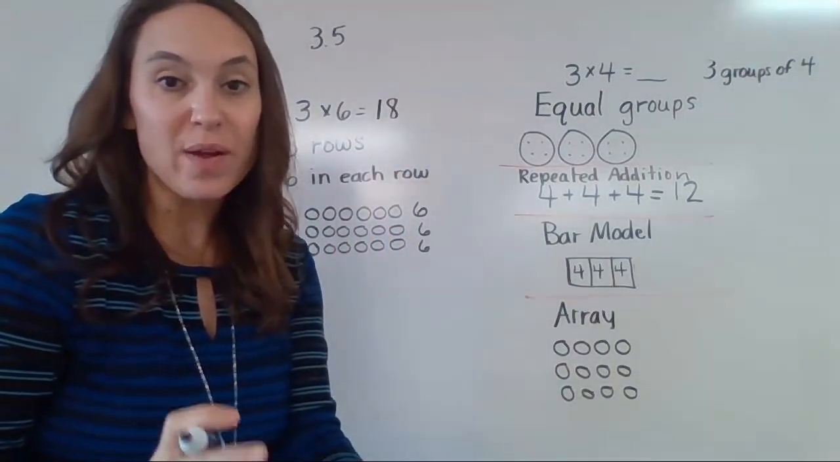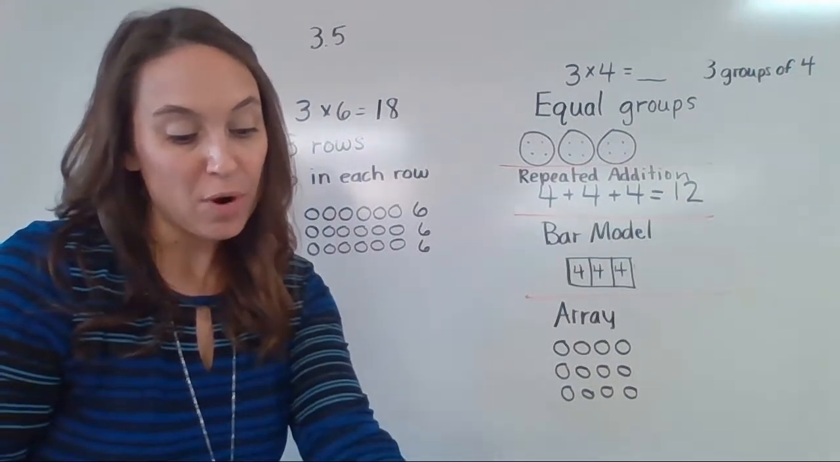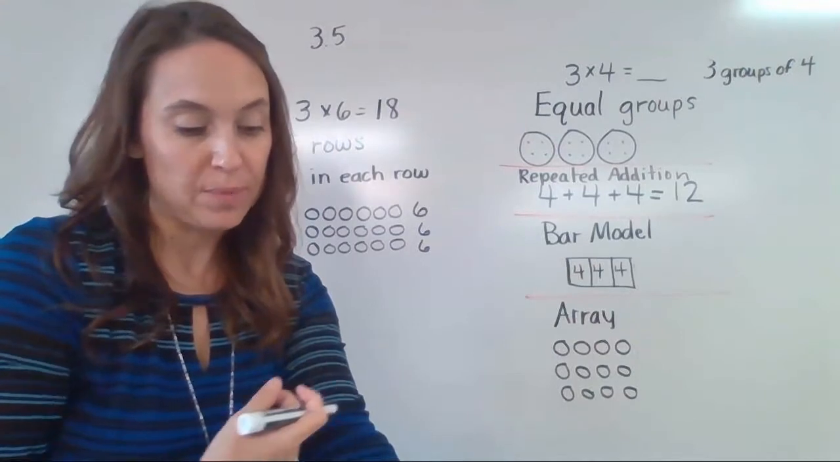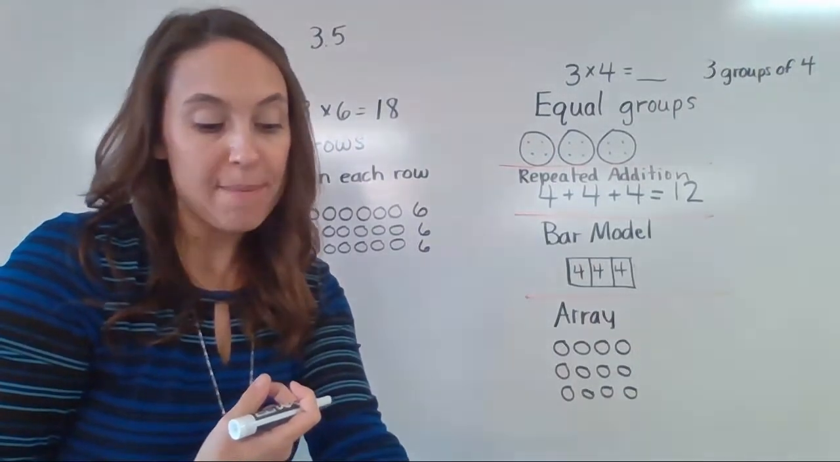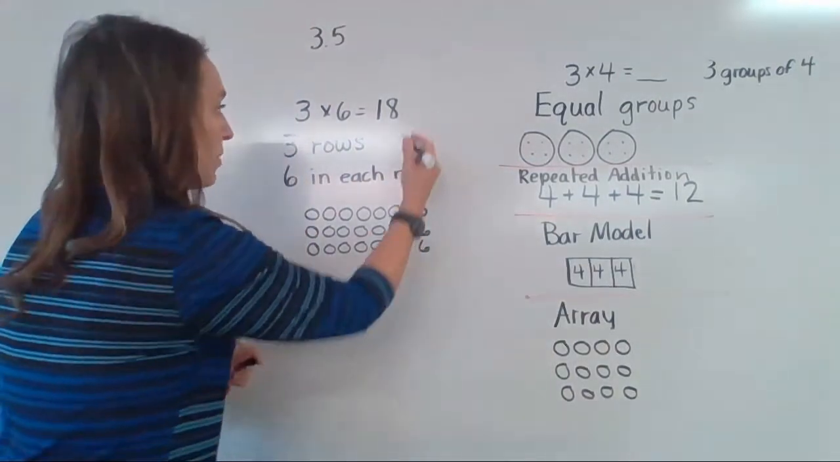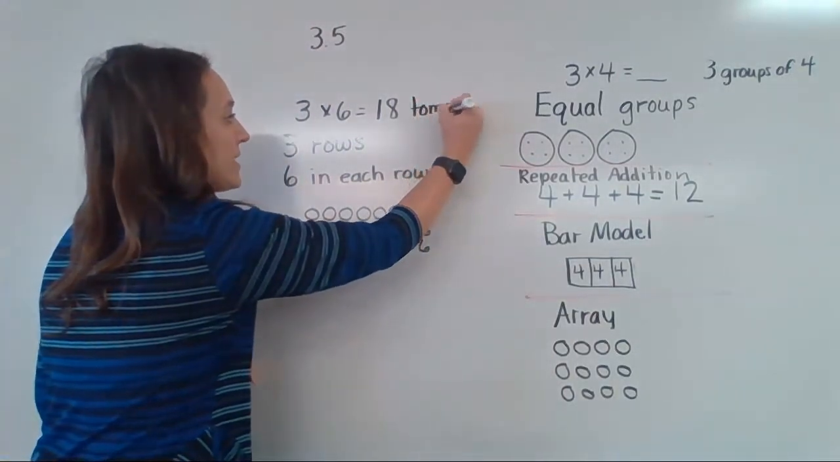We always label the answer whenever we have a word problem. The trick to knowing what to label is going back in the problem right after the words how many, that's going to be your label. So the question asked, how many tomato plants are there? So now I know I have to label it tomato plants. There are 18 tomato plants.